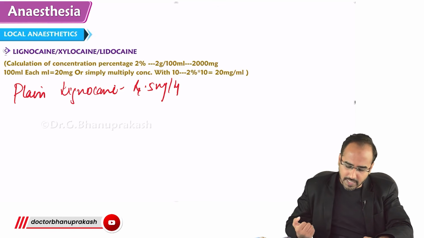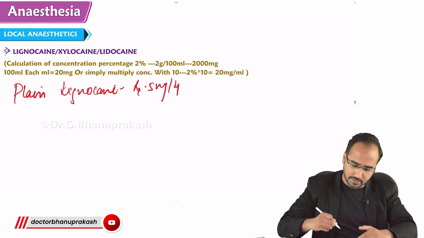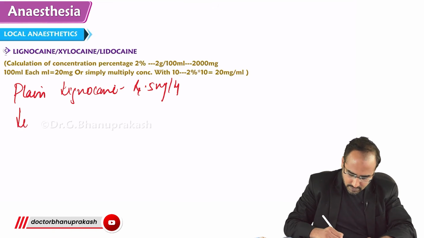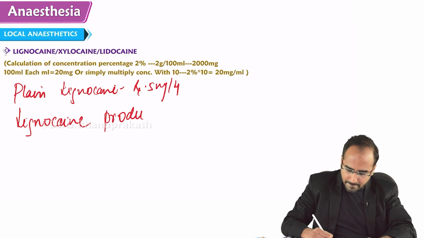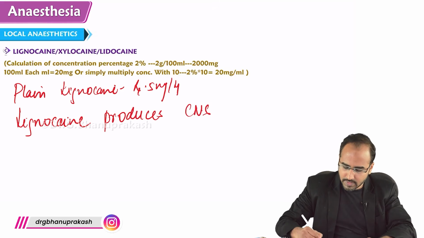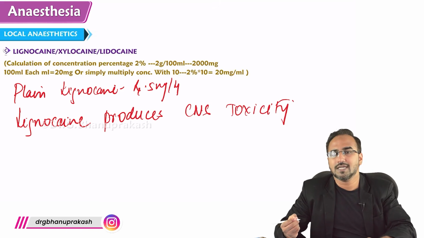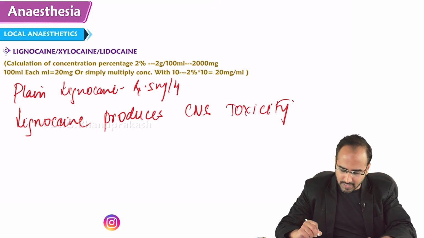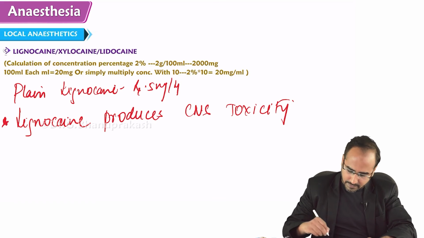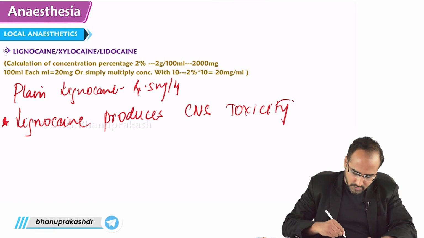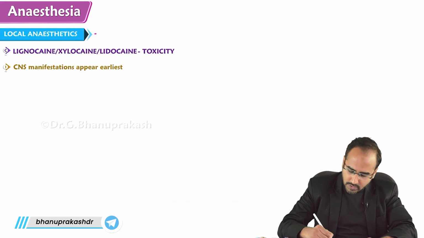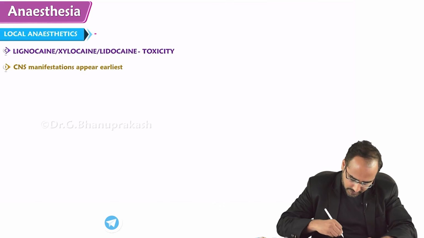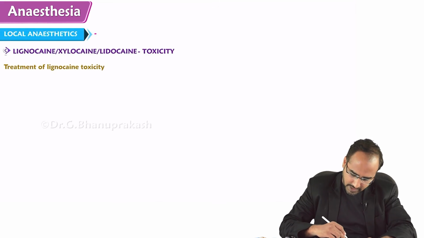Right? So once again, guys, we are talking about what? Lignocaine toxicity. Lignocaine produces CNS toxicity. Lignocaine produces what toxicity, guys? Central nervous system toxicity. CNS toxicity, right? So if you give lignocaine in a toxic dose, the first sign of lignocaine toxicity is what? What's the first sign of lignocaine toxicity?